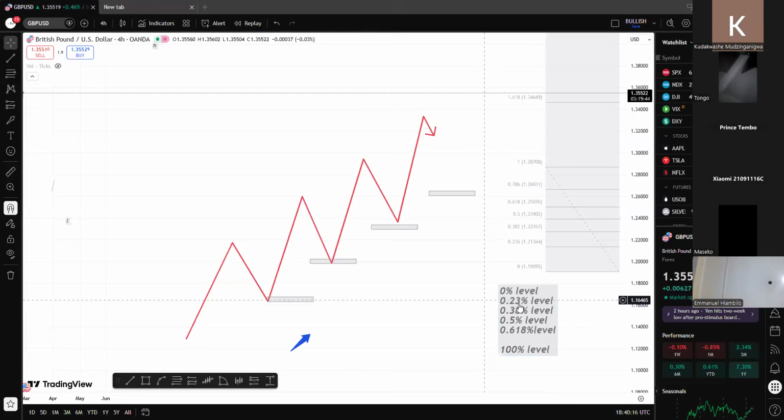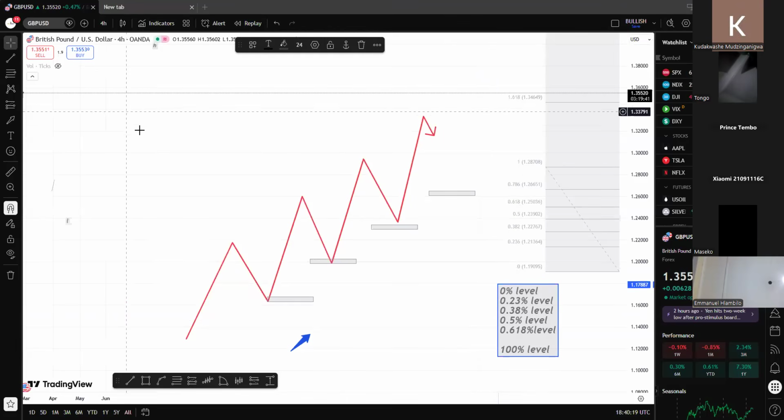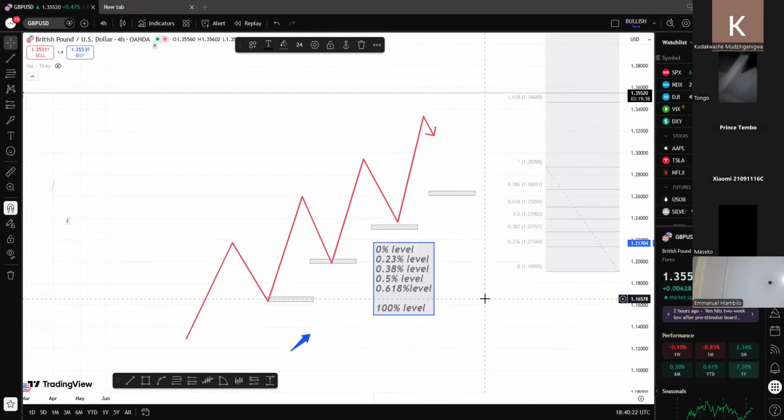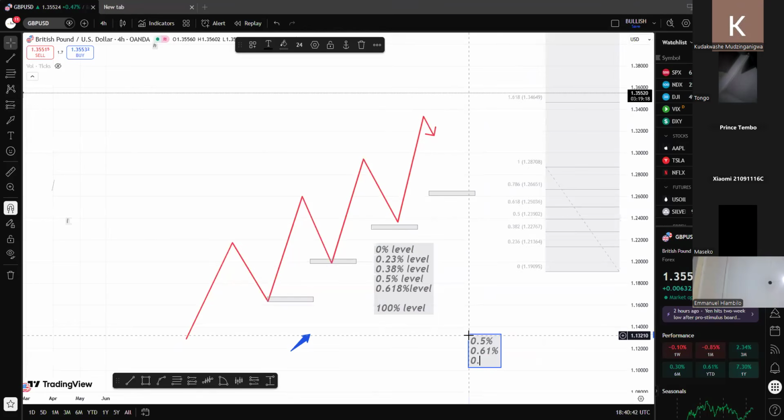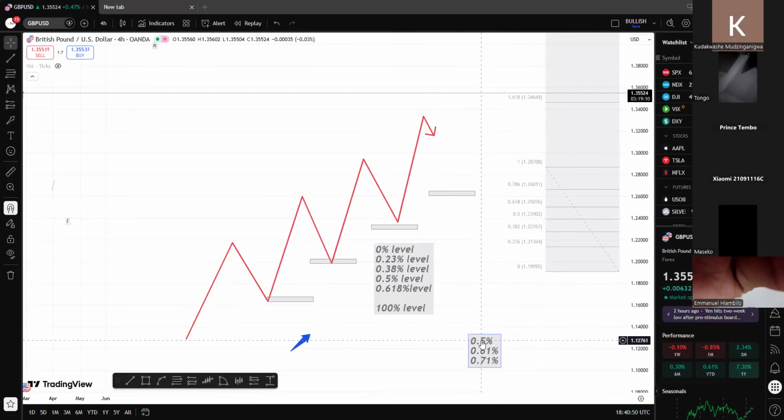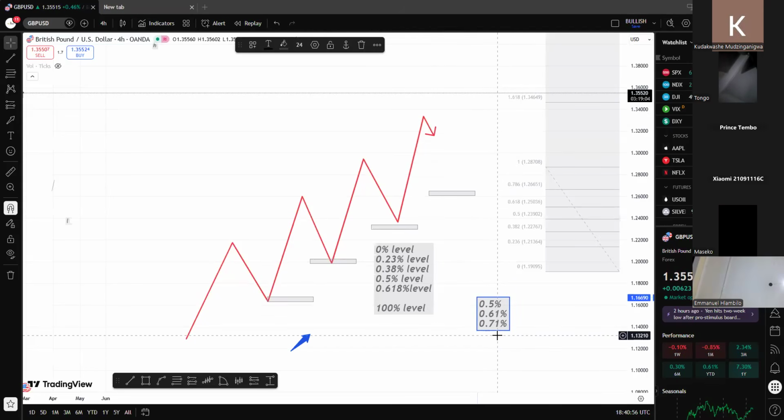So what's important to know now is most retracements that happen in the market, they happen on these levels: the 0.5, the 0.61, and the 0.71. I haven't added the 0.71. I'll also tell you why I haven't added it on this chart, right? So this is where most retracements happen.